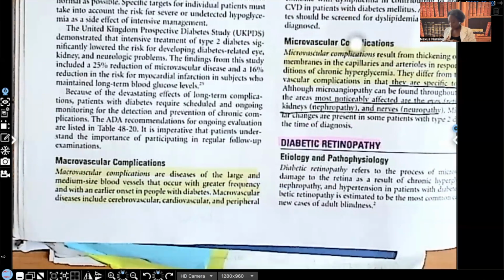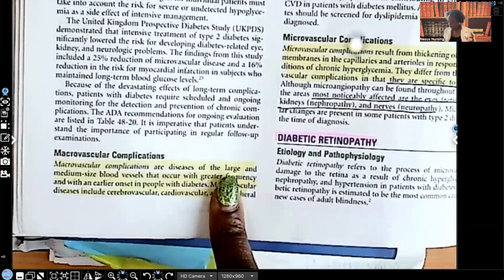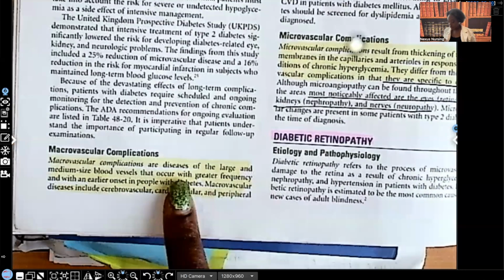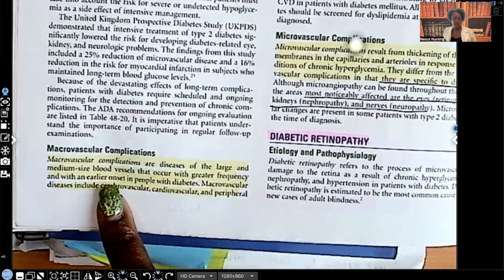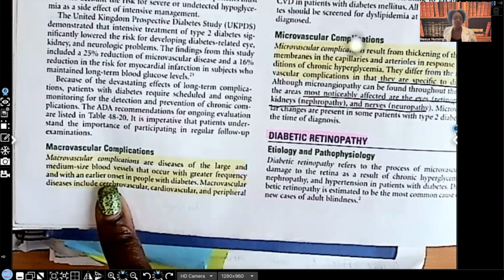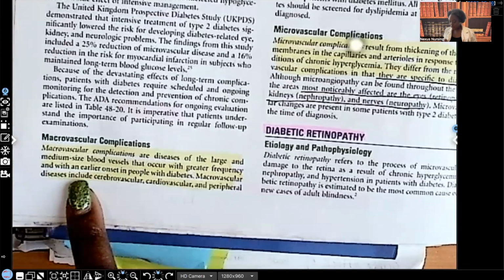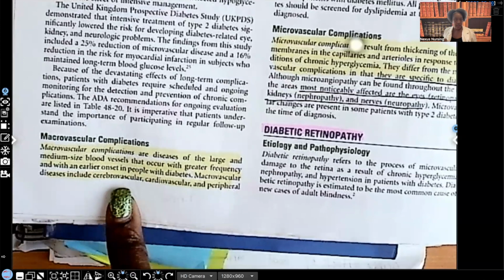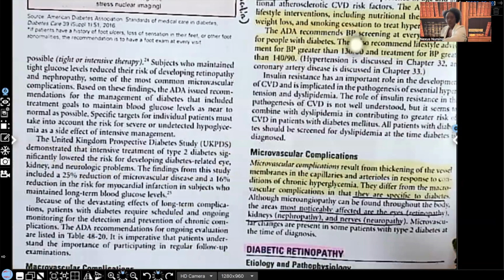So macrovascular complications are diseases of the large, and that's why it says macro, large and medium-sized blood vessels that occur with greater frequency and with an earlier onset in people with diabetes. So these are things that can happen to the patient earlier in diabetes versus, for example, your end-stage renal disease, where the patients had that diabetes for a long time and they end up getting the end-stage renal disease, okay? Macrovascular diseases include cerebrovascular accident, that's a stroke, cardiovascular, your heart, and peripheral vascular disease.